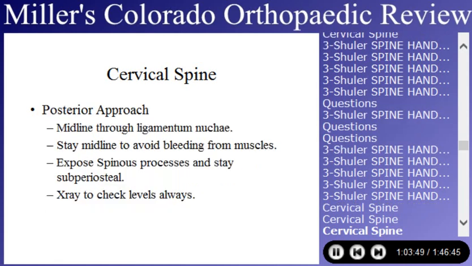Posterior approach: stay midline, avoid bleeding. Expose the spinous processes, stay subperiosteal, check your x-ray for levels, and do not forget about the C1 dissection question that we already talked about. The vertebral artery is 2 centimeters from midline.